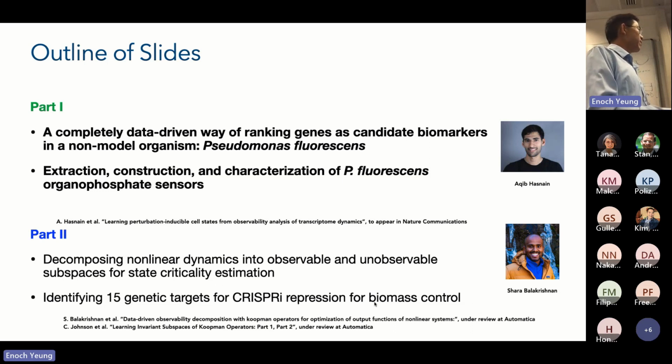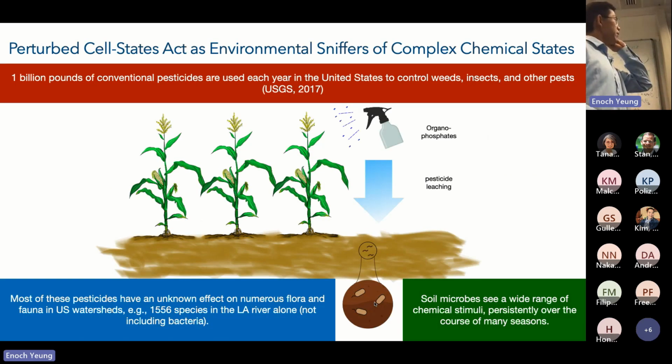And then we're going to talk about the synthetic biology, which is actually quite straightforward: extraction, construction, and characterization of these organophosphate sensors that we get from this biomarker process. And then if we have time, I'm going to talk about a totally new set of results that are very exciting. It allows you to characterize the property of observability in a biological process in a data-driven way. Nonlinear observability has historically been a really hard thing to write down and to compute and to analyze. And we've shown that you can actually use it to identify genetic targets for CRISPR repression. So if you want to do biomass control or fitness control, it is a way of doing things in a data-driven fashion.